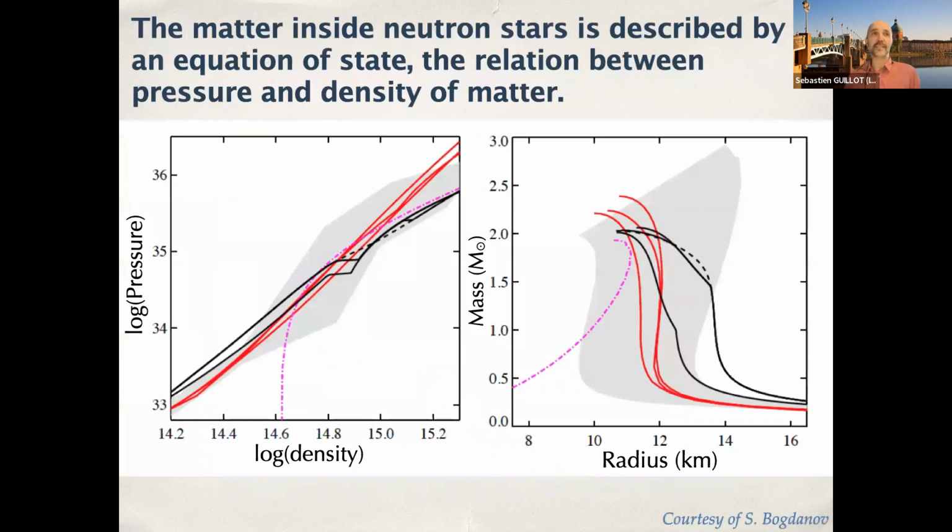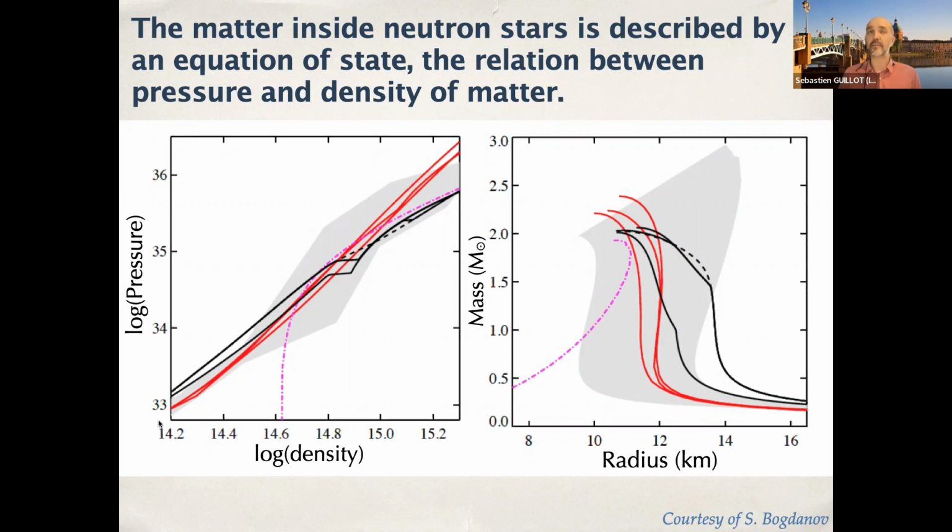In terms of physics, all of those questions can be described by an equation of state. So this is a relation between pressure and density of matter. Pressure on the y-axis, density of matter. And each of those lines that you see, or the gray band, represent different models of the equation of state that describes the dense nuclear matter inside neutron stars.